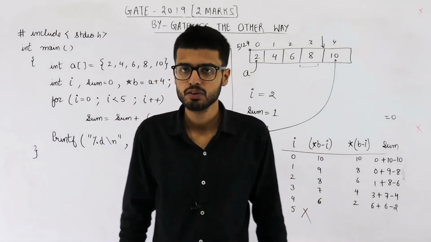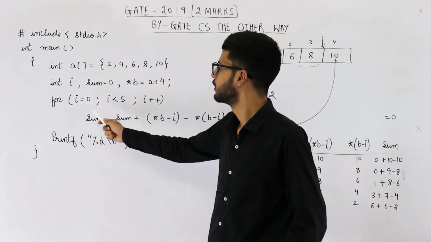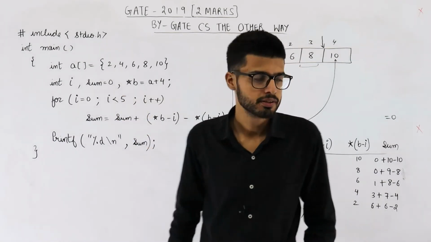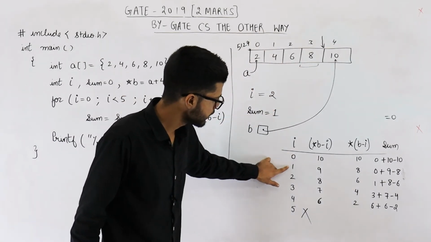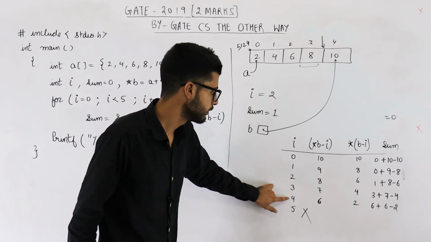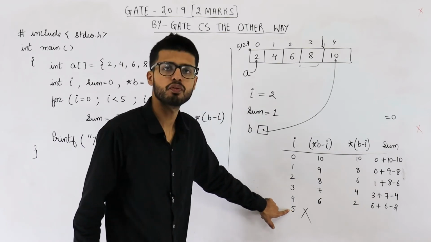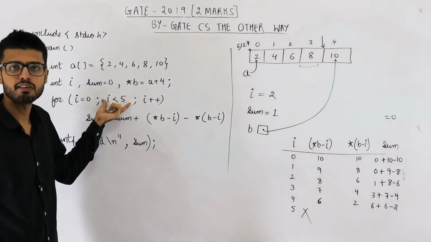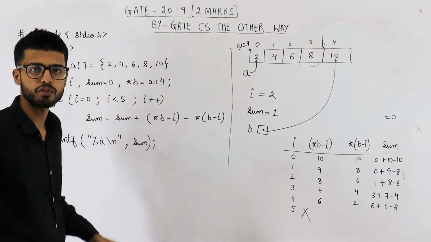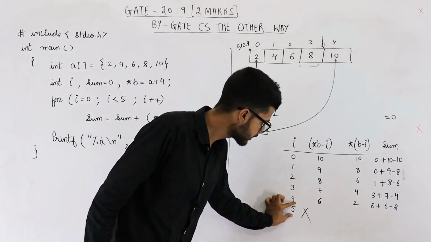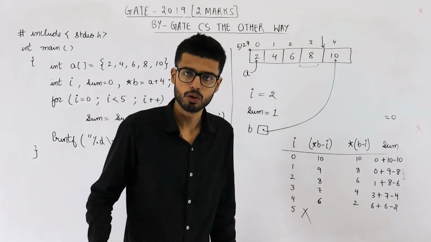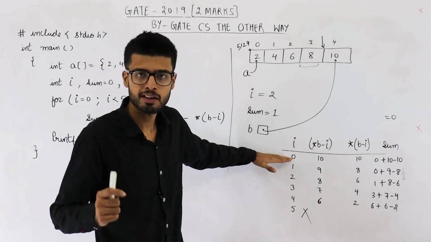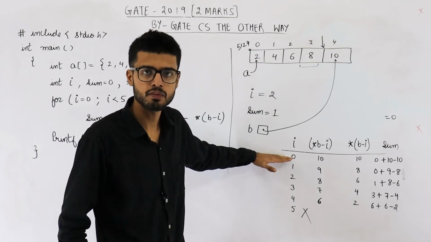Now see, the values that I is going to take start from 0 and they go till 5. That means I will be 0, then it will become 1, then 2, 3, 4, then 5. And whenever the value of I becomes 5, the loop will end because this condition will evaluate to false. So you will come out of the loop. That's why I haven't written anything for the value of I equal to 5.